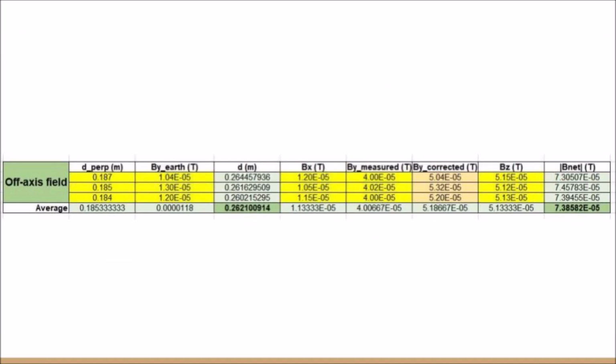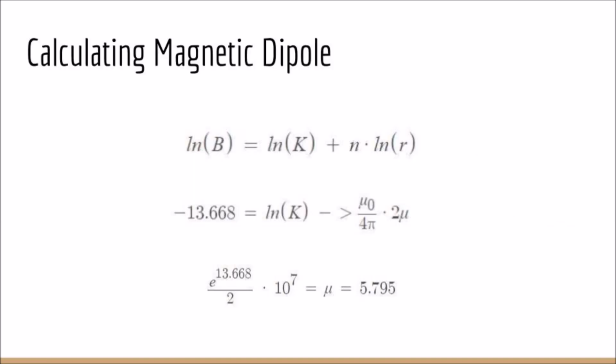These are the results for the off-axis magnetic field. Using the graph earlier, we can determine the magnetic dipole moment using the following equation. ln of B equals ln of K plus n times ln of R. We use this to find the distance dependence earlier in the graph. After setting R equal to 0 to get rid of the n times ln of R, we can solve for K. After some simplifications, we get that the magnetic dipole moment is 5.795.